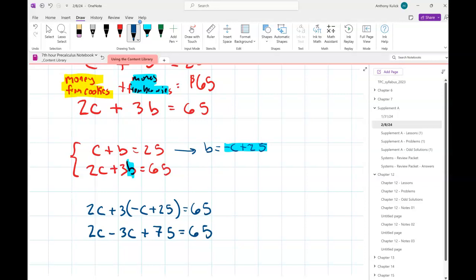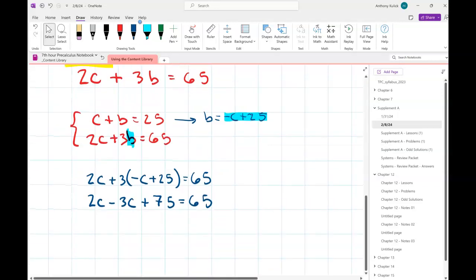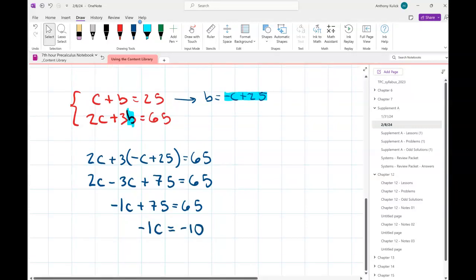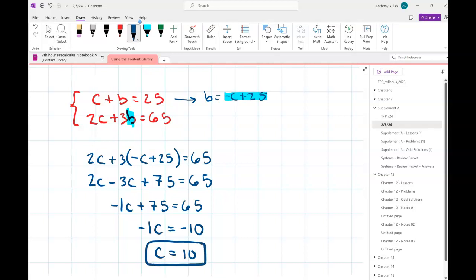So I'll distribute the 3. I'll combine my like terms. Subtract 75 from both sides. And divide by negative 1. I have C equals 10. So 10 cookies we sold.